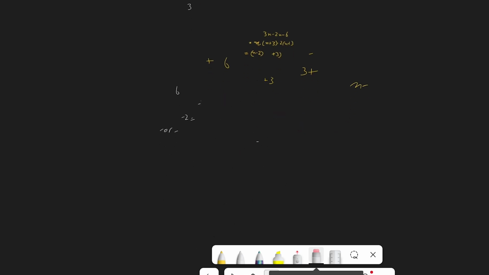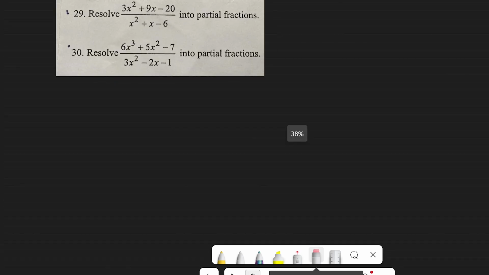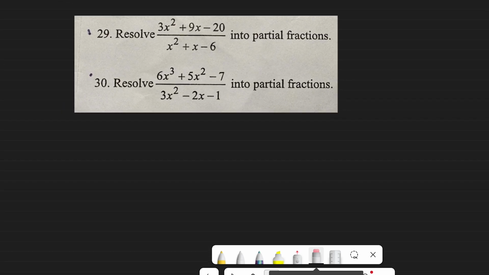A little delay, I'm erasing right now, and then we will begin. Question 30 says 6x cubed. First of all, I have identified that this is 6x cubed and the denominator is 3x squared, right? So this is an improper fraction. What do we do when the fraction is improper? We take the denominator outside and we take the numerator inside the division sign, right?